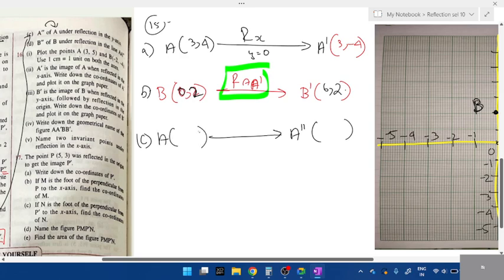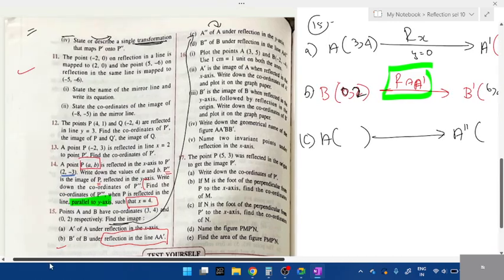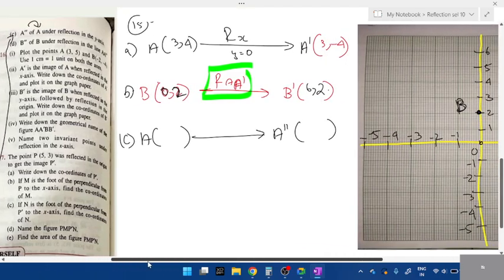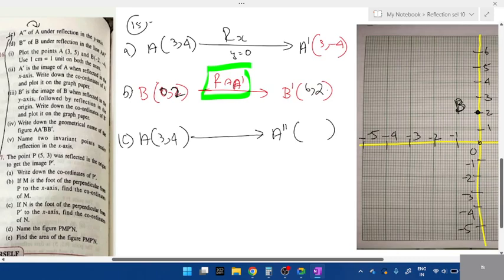What is the A value given? 3 comma 4. Okay, look here. Observe the way I've written. Image A double dash is always on the right hand side. Reflection under which axis? Y axis. For this, a graph is not required. What's the answer? Minus 3 comma 4.